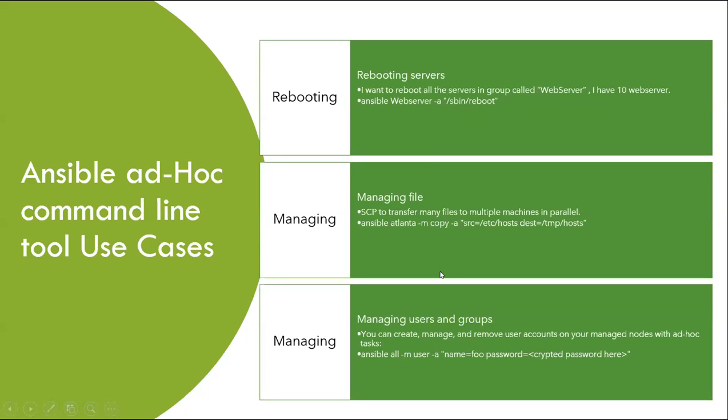If I need, for example, to copy a file to multiple machines, it's the same. I have, for example, predefined a group, Atlanta or web server, depending on the group defined in the inventory. With -m copy, I need to copy the source to the destination. So what is going to happen here? If the group Atlanta has 10 servers, it's going to copy the file /etc/hosts to the destination on all the servers in the Atlanta group.